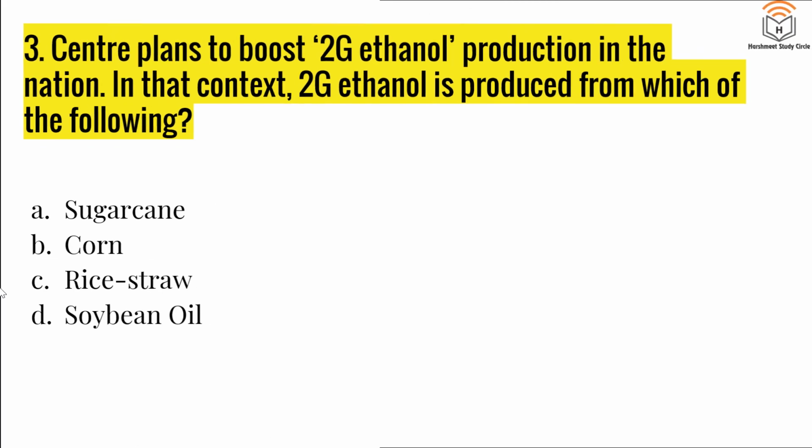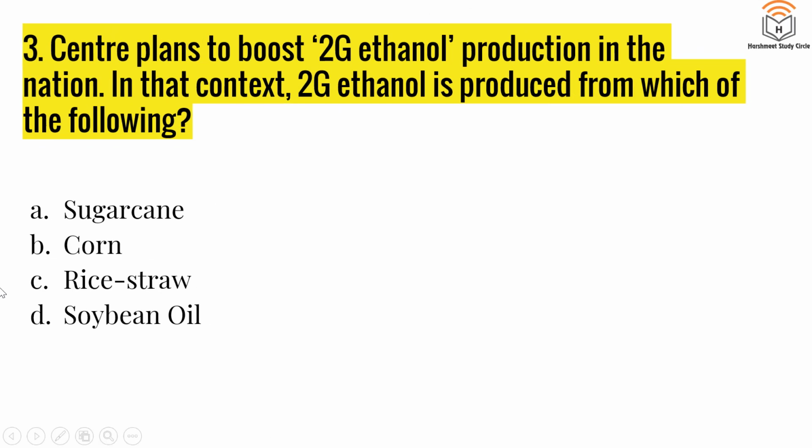Moving on to question number 3. The center plans to boost 2G ethanol production in the nation. In that context, 2G ethanol is produced from which of the following? Sugarcane, corn, rice straw, or soybean oil. Now, 2G stands for second generation. We discussed this yesterday also.